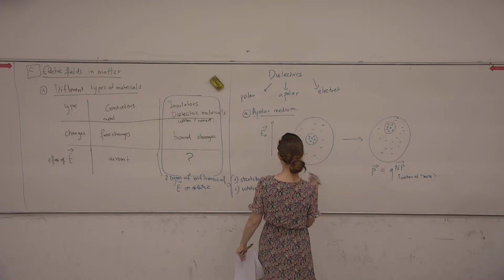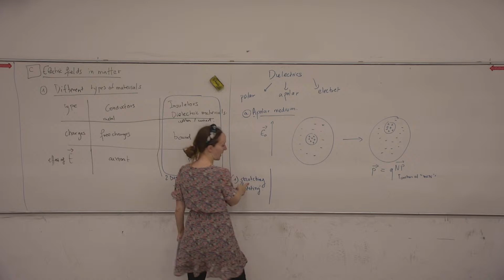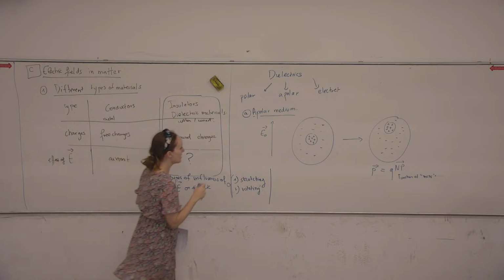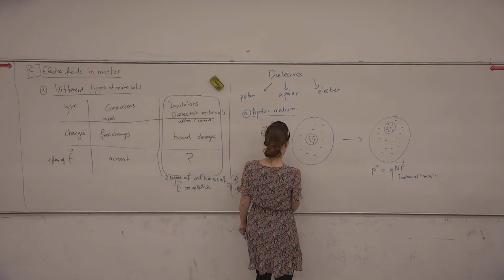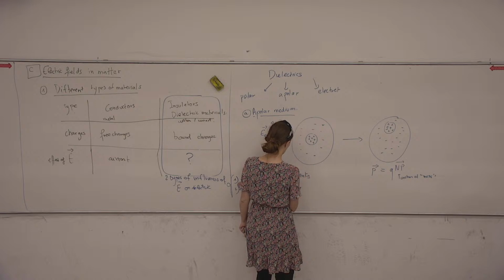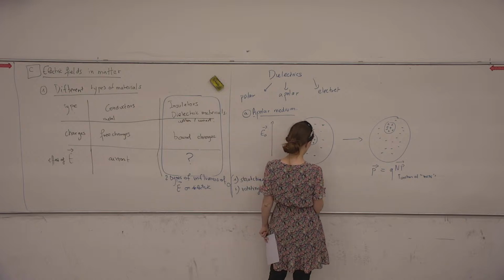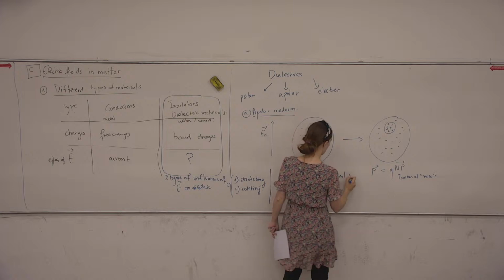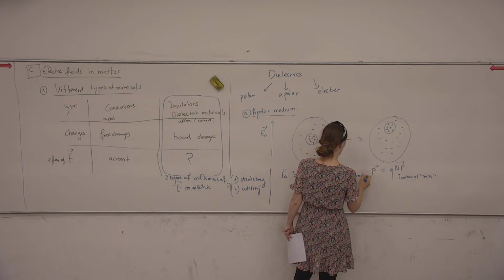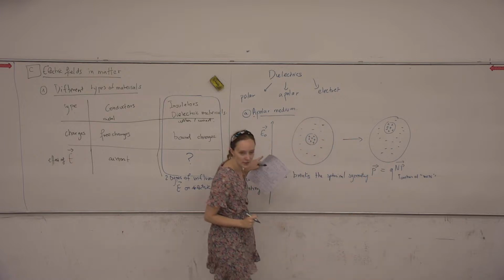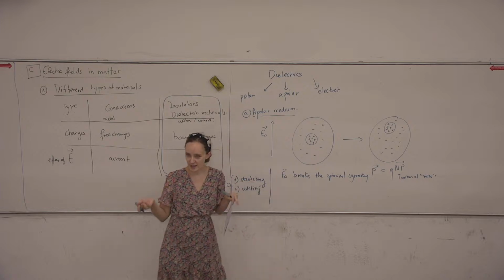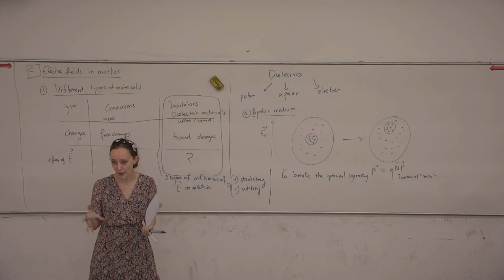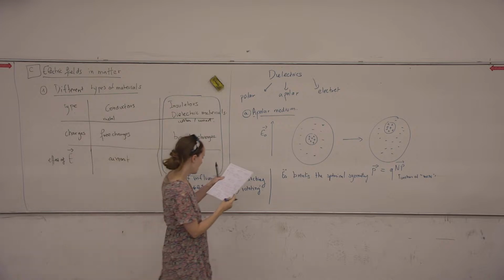So what is E doing? This is the stretching effect, the relative movement of the pluses and the minuses, and it breaks the spherical symmetry. E breaks the spherical symmetry. And if I turn E off, will I still have a dipole? No, things will go back to the initial situation.